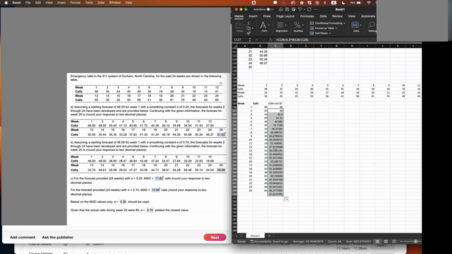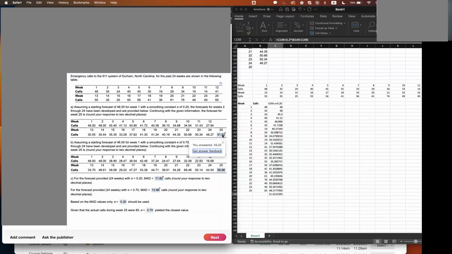So the answer here is 51.62. You did not answer it. Do you see the answer here? Yes. Yeah, so that's the answer. So 51.62. Okay. So yeah, it's way easier doing it on Excel than by hand. If people are using a calculator, it's going to be a long calculation. Yeah, that's what I was doing.